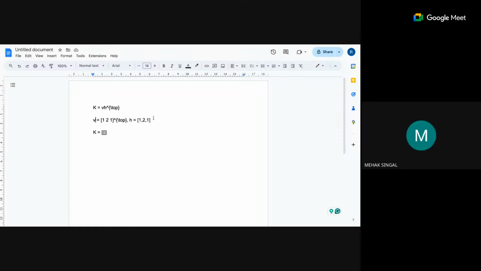You will take this vector and multiply it with 1. You will get 1, 2, 1. In the same way, you will take this row vector and multiply it with 2. So now you get 2, 4, 2. And again you will take the 1, 2, 1 vector and multiply it with 1, and you will get 1, 2, 1.